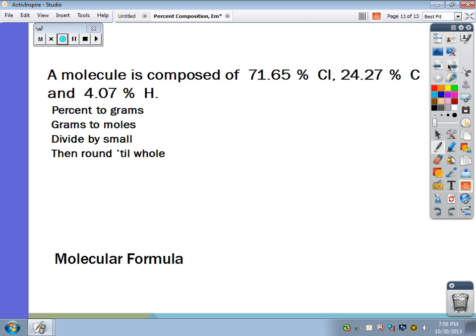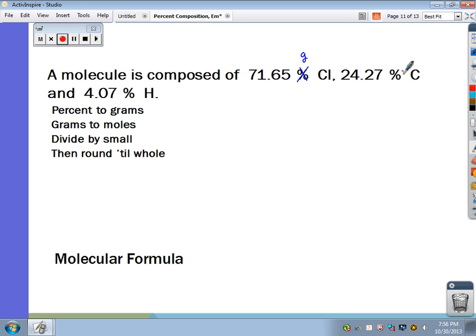Remember the process, and if you would like to turn this off and then look at the solution after, you can. So I'm going to physically take all these and change these to the word grams. Because remember, we're going to assume we have 100 grams. That makes each percent equal to a gram. So I just did this first step, percent to grams. Okay, so I come down here and I write 71.65 grams of chlorine, 24.27 grams of carbon, and 4.07 grams of hydrogen. That's my first step.